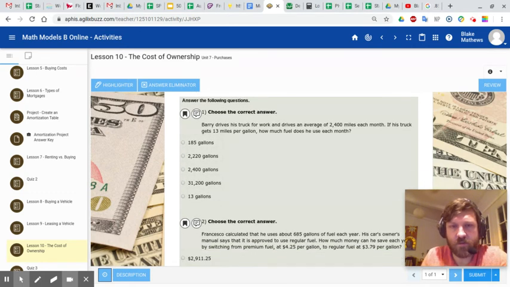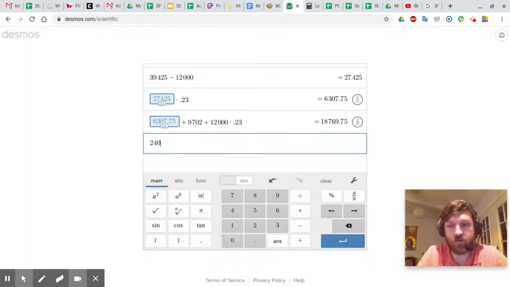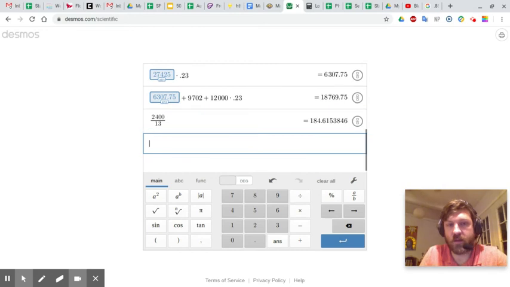to figure the answer. For instance, number 1, Barry drives his truck for work and drives an average of 2,400 miles each month. If his truck gets 13 miles per gallon, how much fuel does he use each month? So he uses this much per gallon, right? So every time he goes 13, he's used a gallon. So we need to find out how many times does he go 13. So we'll do 2,400 divided by 13. And that's the whole problem.